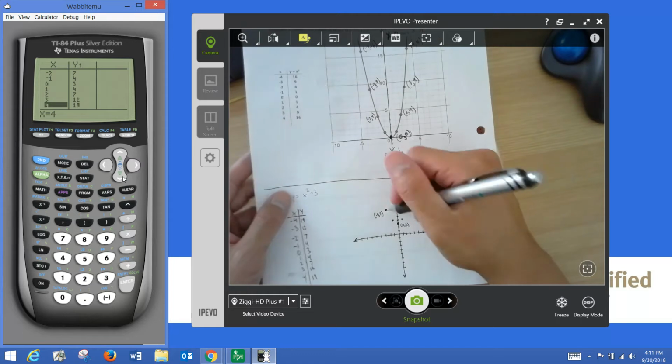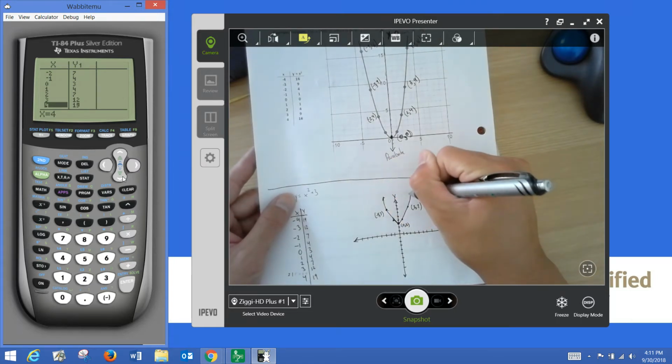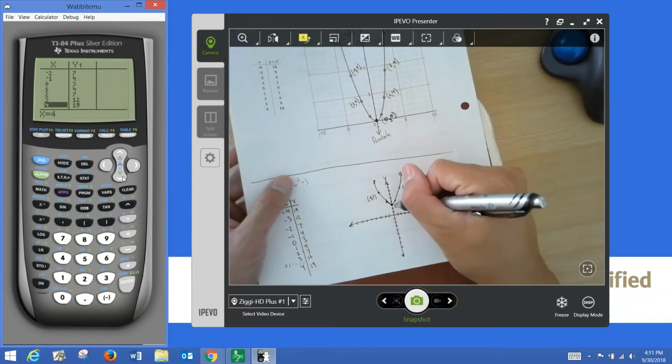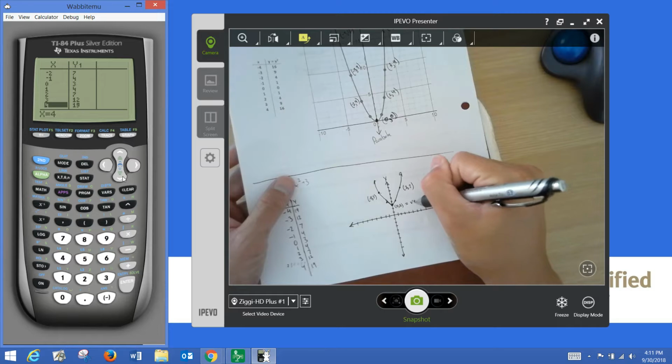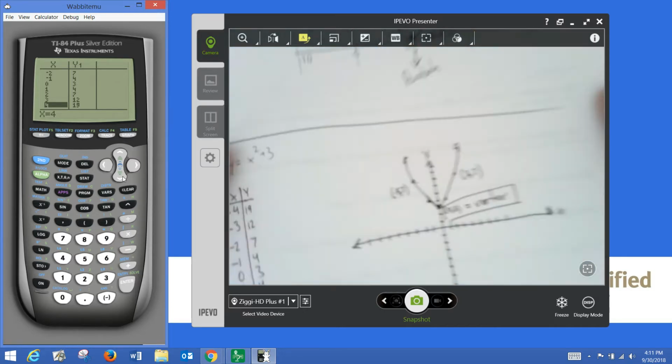And now let's connect the dots. I think that's good enough. It's not perfect, but you get the idea, all right? That's not too bad, okay? And then the vertex is the lowest point. So this is the vertex. My vertex is 0, 3, okay? It's right there. So I'm going to say that's my vertex.